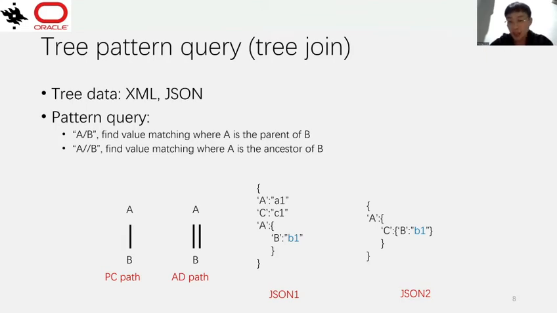For the second simple JSON document, when queried by the PC path, it returns nothing because there is no parent-child relation between A and B. When querying by the AD path, it returns the B1 value as A is the parent of C and C is the parent of B. So A is the ancestor of B, which is matching.